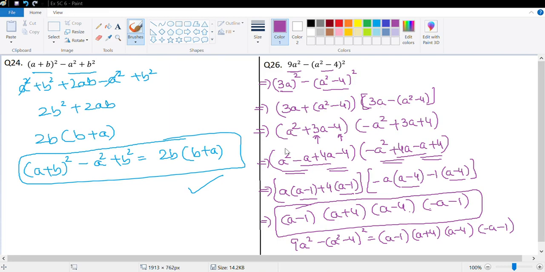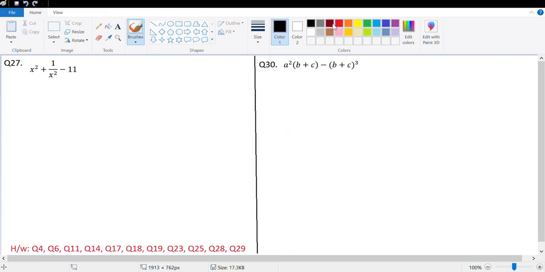That brings me to the next couple of questions. In fact, these would be the last two questions from this exercise that I would work with you. Let's look at the next one. So this is basically x plus 1 upon x the whole square, right? Or x minus 1 upon x the whole square. We know x minus 1 upon x the whole square is equal to x square plus 1 upon x square minus 2. Okay, so if I take negative 2 from here and break this up into negative 2 and negative 9, maybe I will be able to figure out my life better.